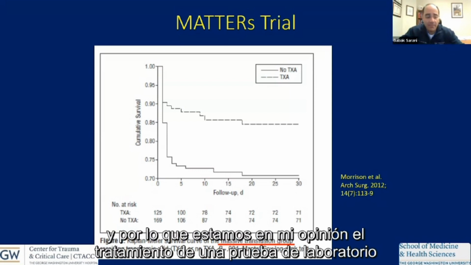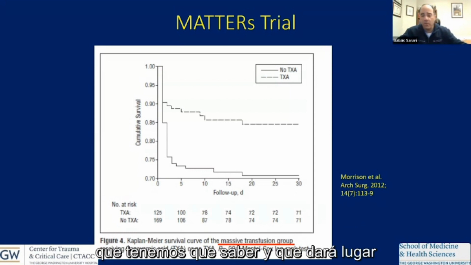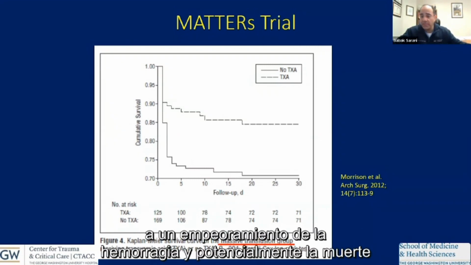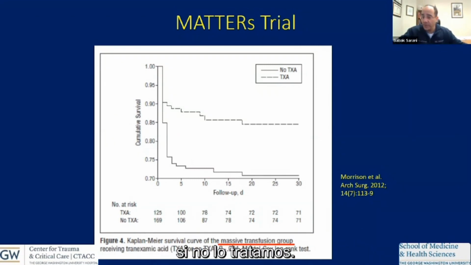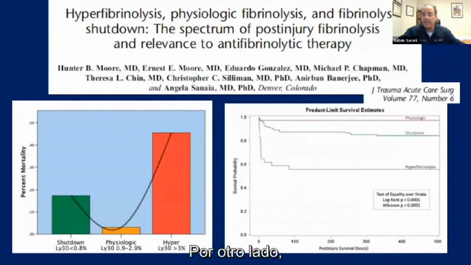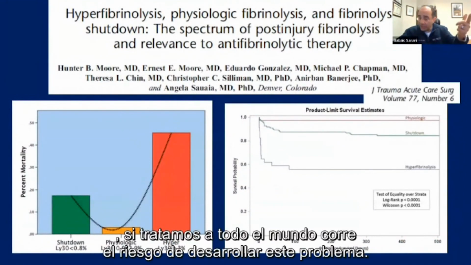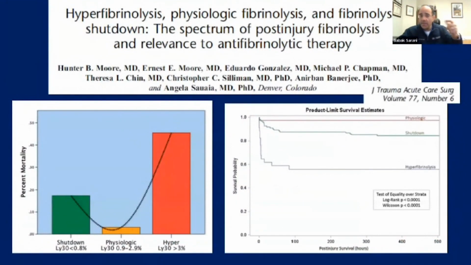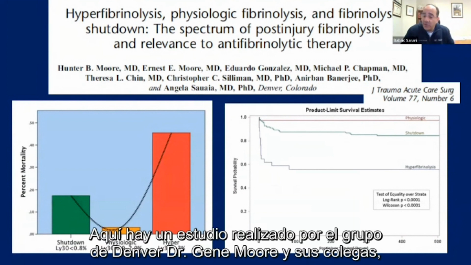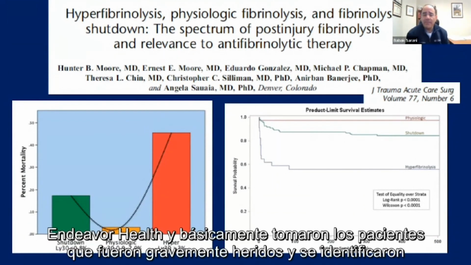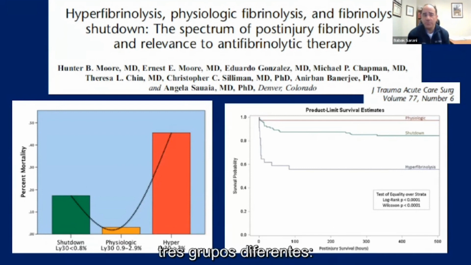And so we are, in my opinion, treating a laboratory test that we need to know about and that will result in worsening bleeding and potentially death if we don't treat it. On the other hand, if we treat everybody, you're at risk of developing this problem. Here's a study done from the Denver group, Dr. Gene Moore and his colleagues at Denver Health. And they basically took patients who were severely injured and identified 3 different groups.